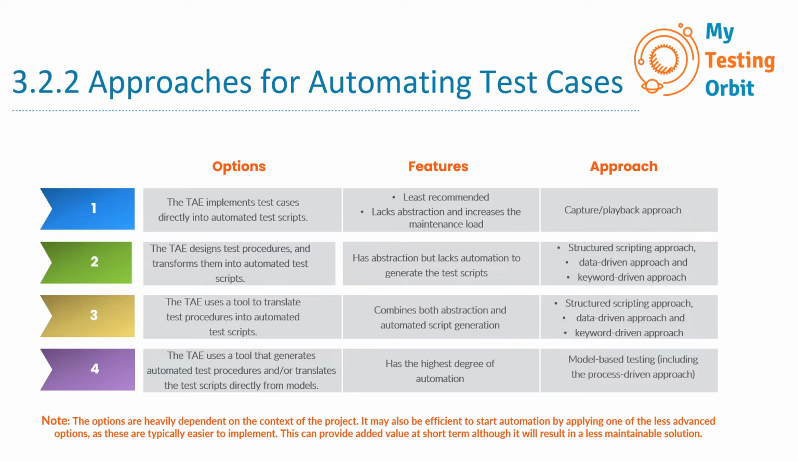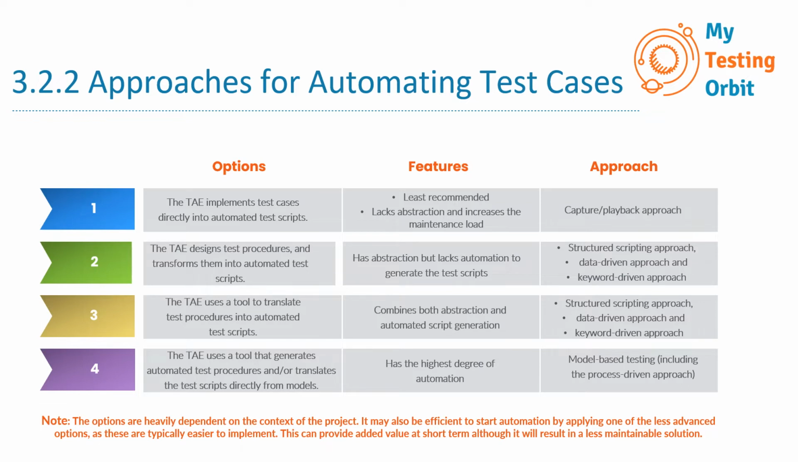The note over here is that the options are heavily dependent on the context of the project. It may also be efficient to start automation by applying one of the less advanced options, as these are typically easier to implement. This can provide added value in the short term, although it will result in a less maintainable solution. So now we have 4 options, and we will be discussing different approaches which we can use to implement our test automation architecture, to design a successful TAA.